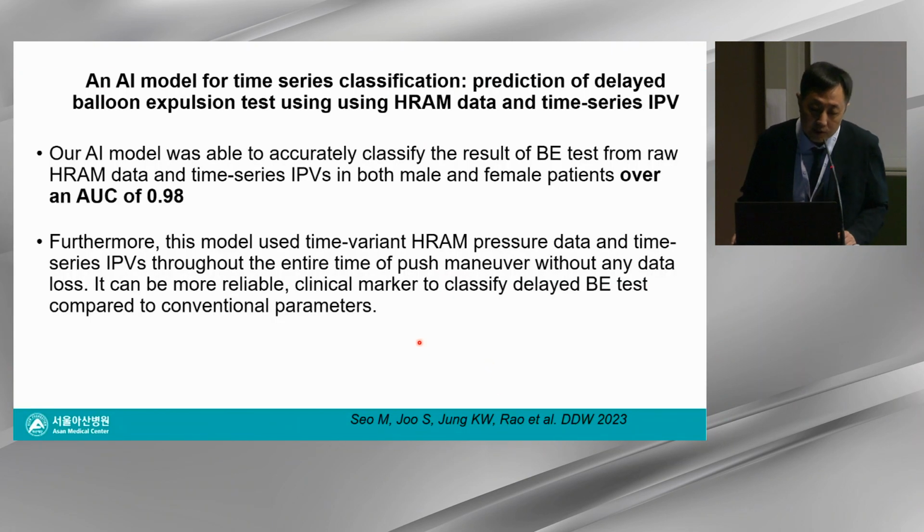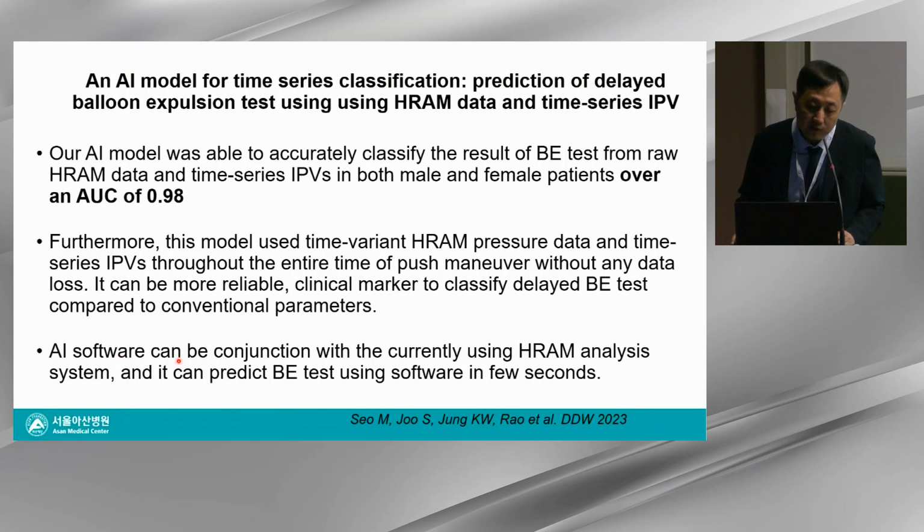This is the summary of our study. Our AI model was able to accurately classify the result of the balloon dispersion test from raw HRM data and time series IPB in both male and female patients with an AUC of up to 0.98. Furthermore, this model used the time variant HRM pressure data and time series IPBs throughout the entire time of the push maneuver without any data loss. It can be a more reliable clinical marker to classify delayed balloon dispersion compared to previously used conventional parameters.